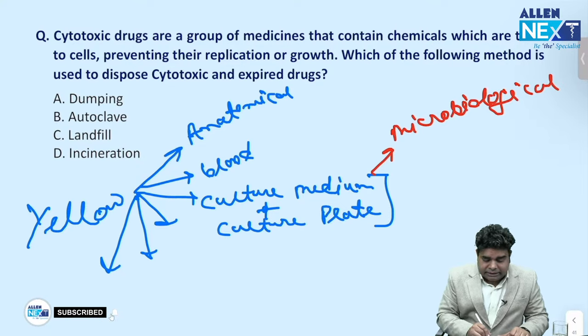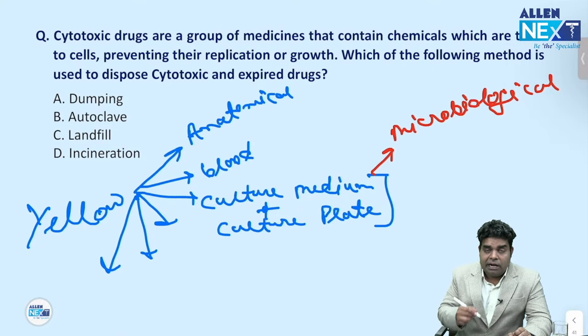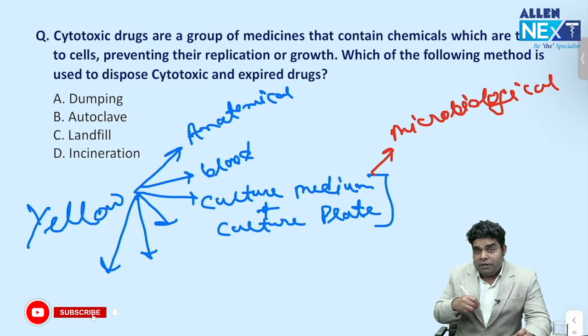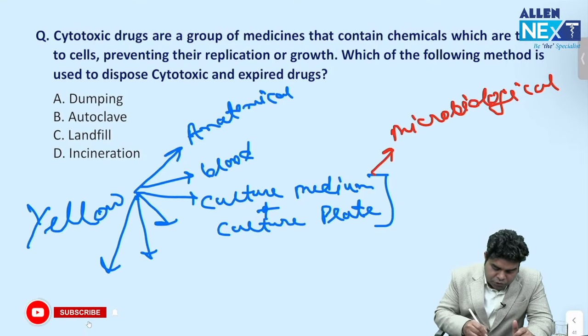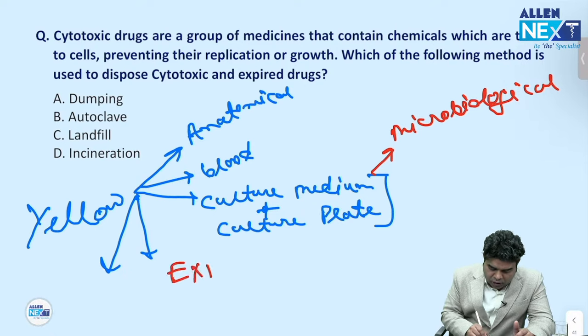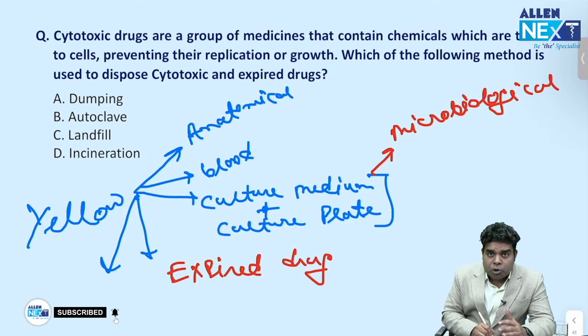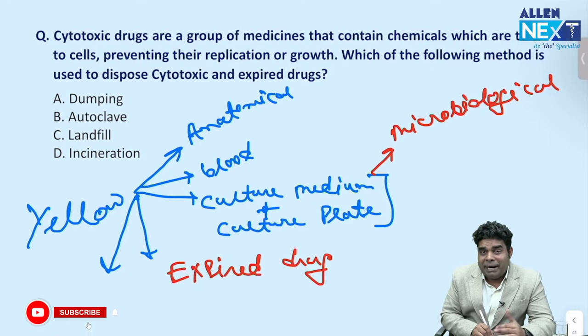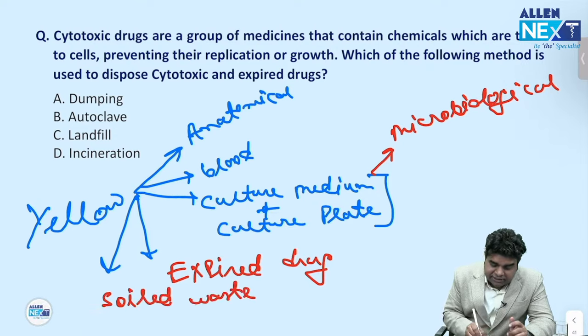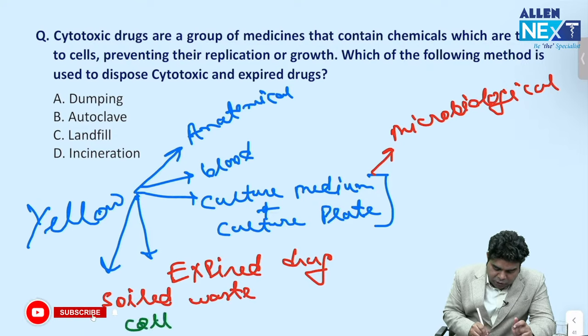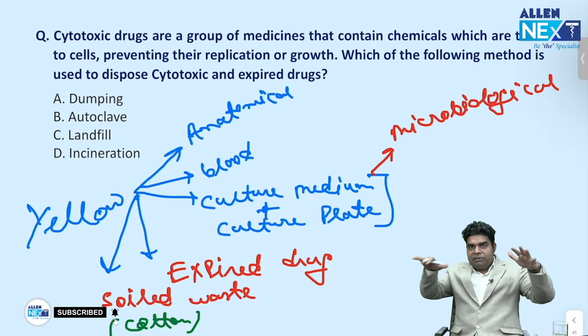Now, second is, after anatomical blood culture, if, let's say, you use some drug, and you have to throw the drug, so all the expired drug will also go under it. Plus, due to my blood, all these bed sheets are being damaged, so it is soiled waste. And from the soiled waste, they have asked in NEET exam, where will you throw the cotton? So these five things come under it.